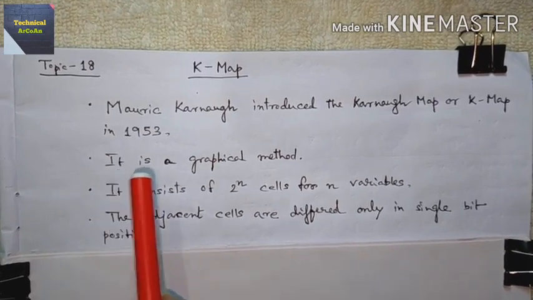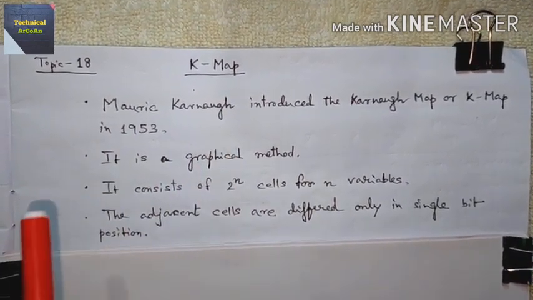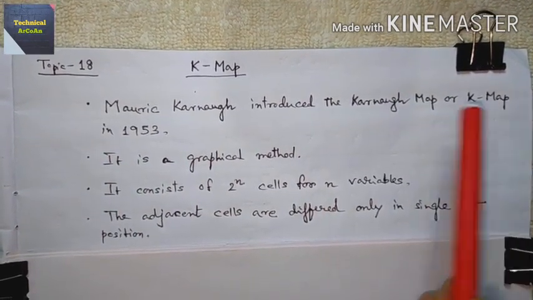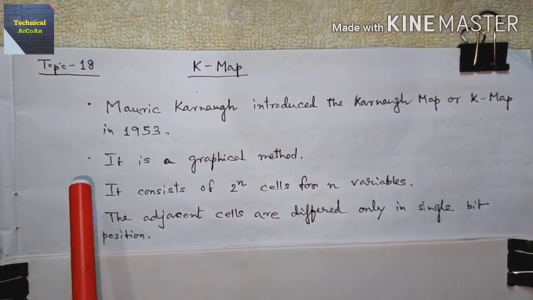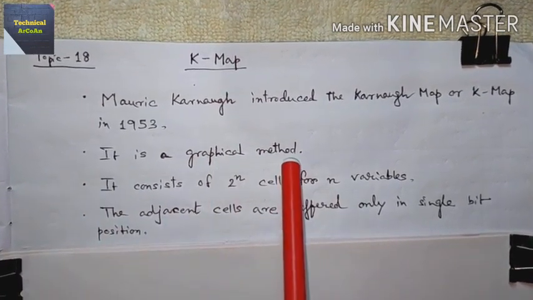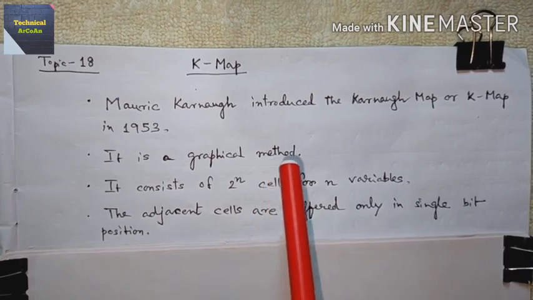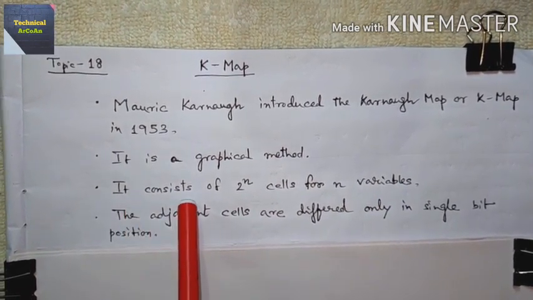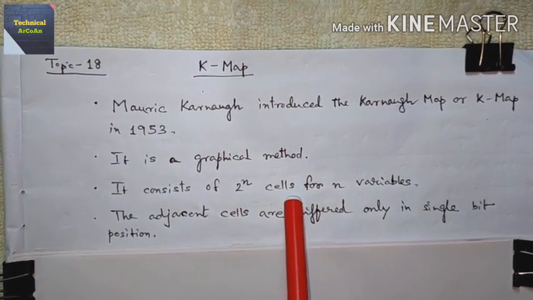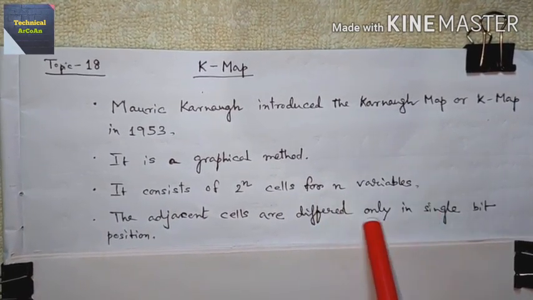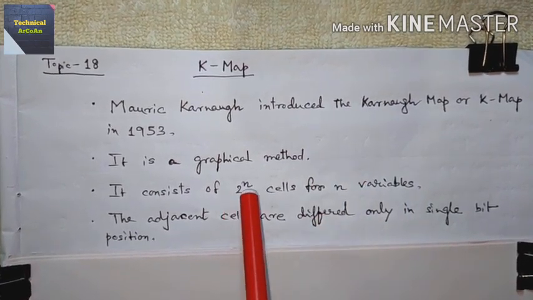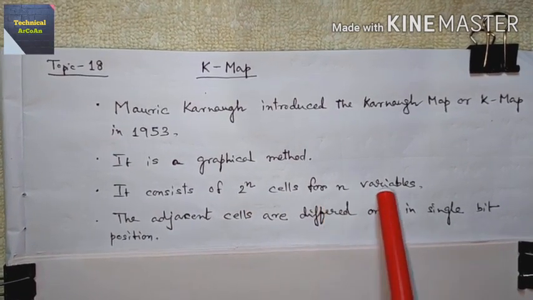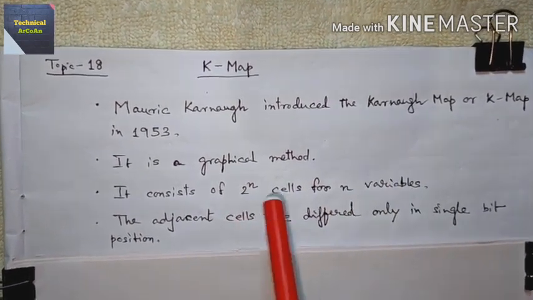Some points should be remembered as far as the Karnaugh Map is concerned. The points are: Karnaugh introduced the Karnaugh Map, or K map, in 1953. Next point, it is a graphical method, meaning the Karnaugh Map is actually a graphical representation. Next point, it consists of 2 to the power n cells for n variables. If the number of variables is 2, the number of cells is 2 to the power 2, which is 4. If n is 3, 2 to the power 3 is 8. If n is 4, 2 to the power 4 is 16.